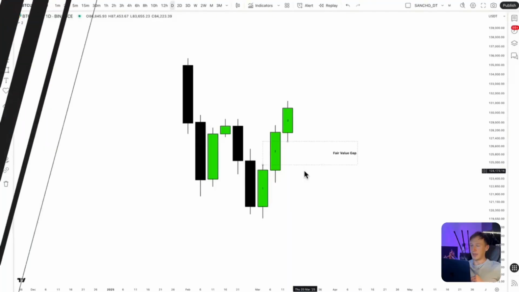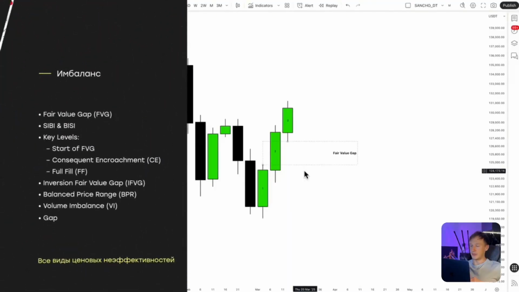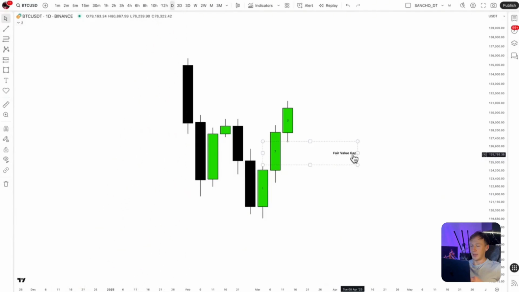Today we'll break down the imbalance formation and its key variations. Let's start with the basics. Fair value gap, or FVG. This is a 3-candle pattern that shows a mismatch between supply and demand.